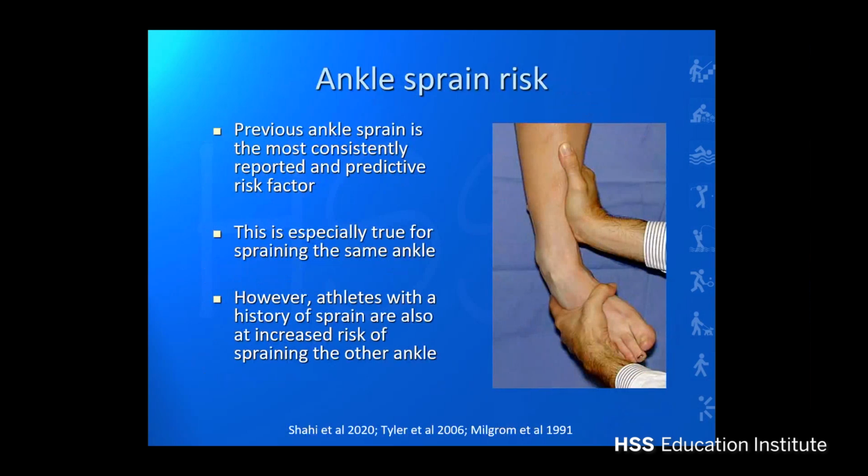This was mentioned before by some of the others. Your biggest risk factor for whether or not you have an ankle sprain is, did you have a prior ankle sprain? And this is true for spraining the same ankle, but it's also true for spraining your other ankle as well. So your biggest risk is whether or not you've had a prior ankle sprain.